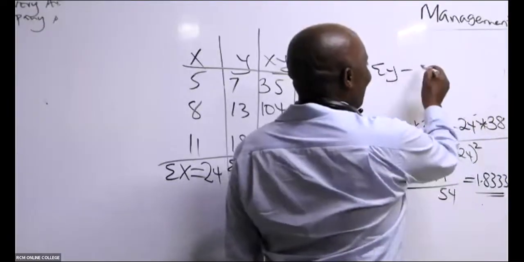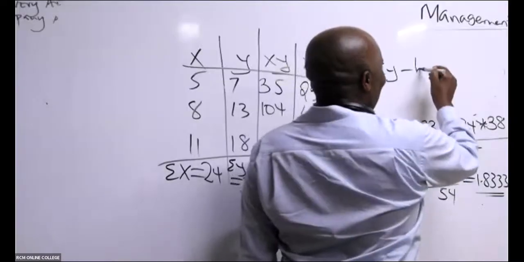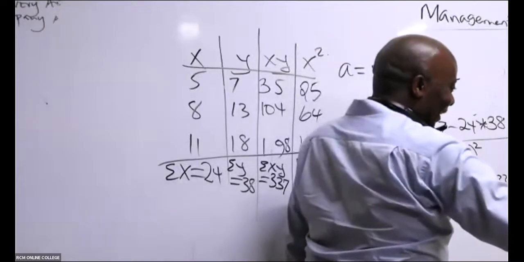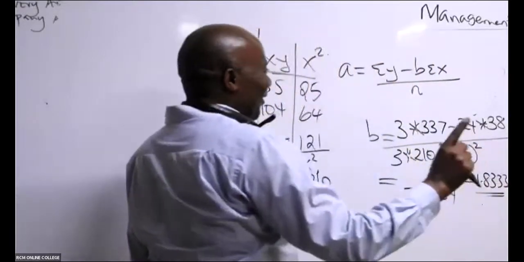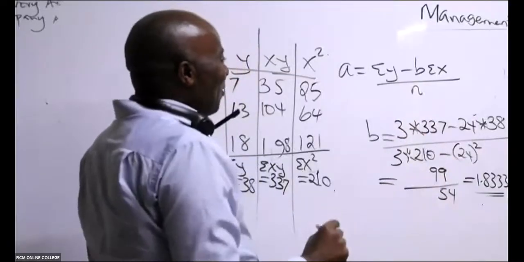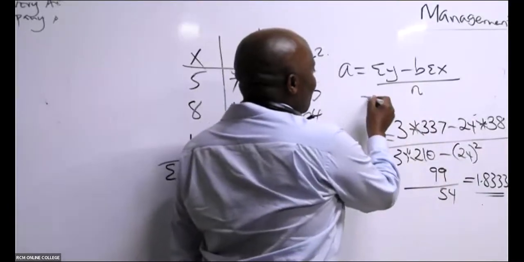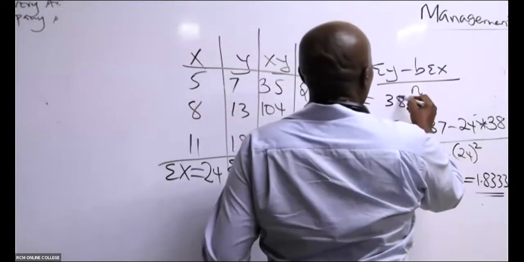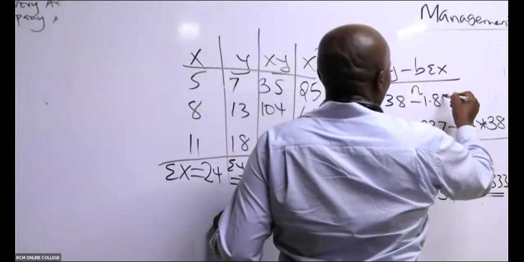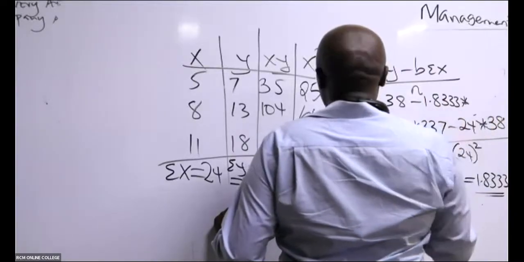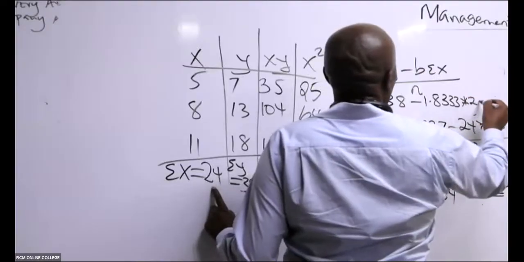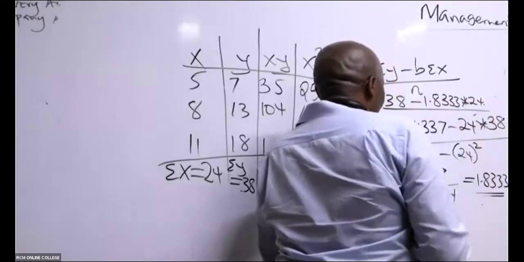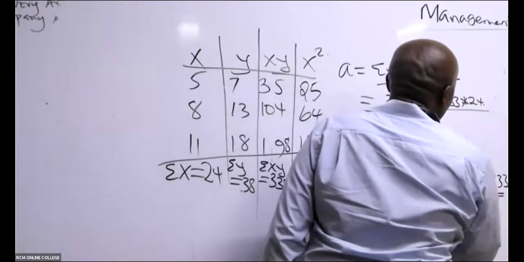Summation Y minus B summation X over... You've tried, but you have struggled a little bit. Don't worry, I will be able to get you in a moment. So summation Y, do we have summation Y? Summation Y is what here? 38 minus B, which is 1.8333, isn't it? Times summation X, which is 24, isn't it? And then everything to be divided by N, the number of points.